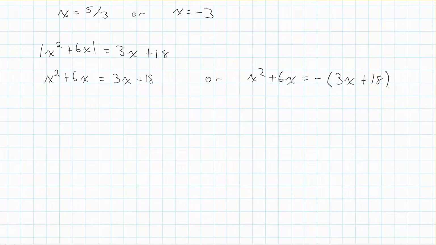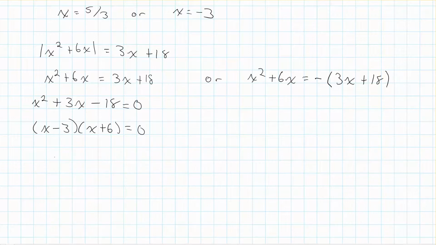I'll solve one and then solve the other. We have a quadratic equation, so we need to move everything to one side. So I'd have x squared, subtracting 3x from both sides would get me plus 3x, and then minus 18 is equal to 0. And if we look at this for a few seconds, we can see that this factors, and this would factor to x minus 3, x plus 6 equals 0, and we've done these now several times. This would give me answers of 3 or negative 6.